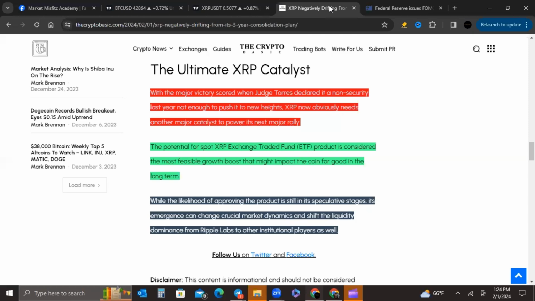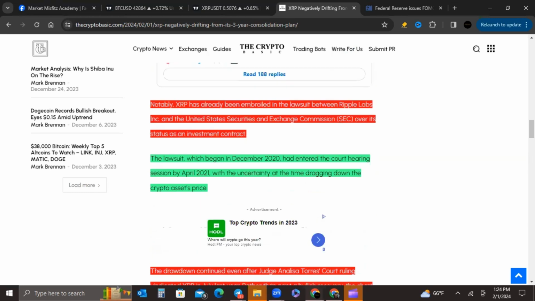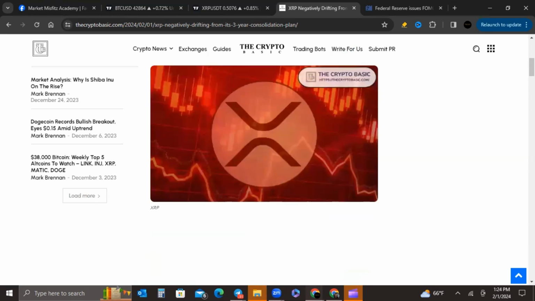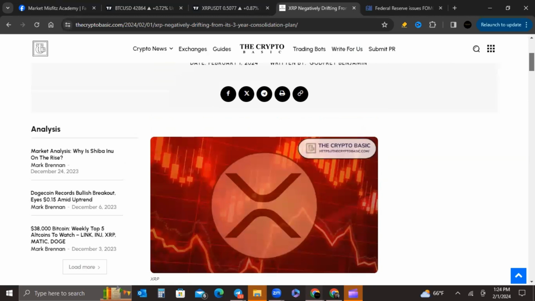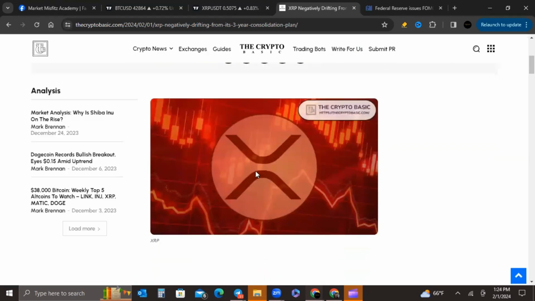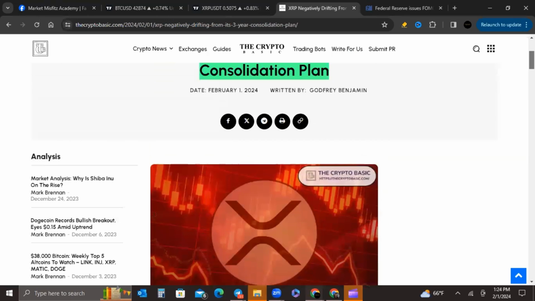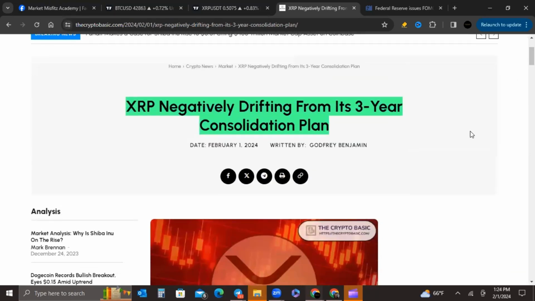Let's take a look at this article real quick, and then we'll take a closer look at the charts. This seems to be a negative article, but I see this as positive. The sentiment for XRP on Twitter and all over is pretty red. And when we saw Bitcoin take off, it was during like the worst sentiment that you can imagine. We saw our first spring up out of those bottoms, those lows. So now that we're seeing so much negative sentiment, I'm thinking green. If you're wondering why some of this stuff is green, that's why, because we're seeing it as positive. XRP negatively drifting from its 3-year consolidation plan.